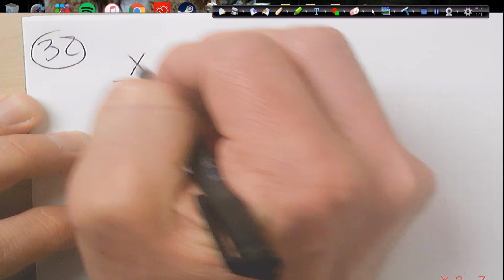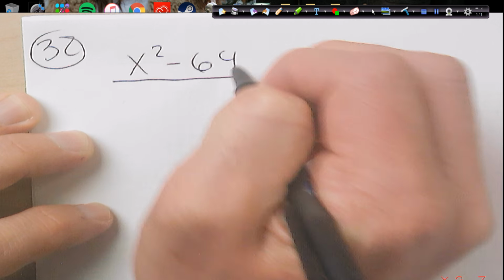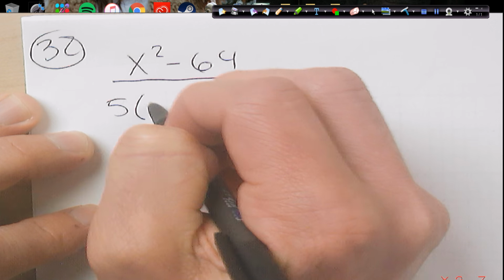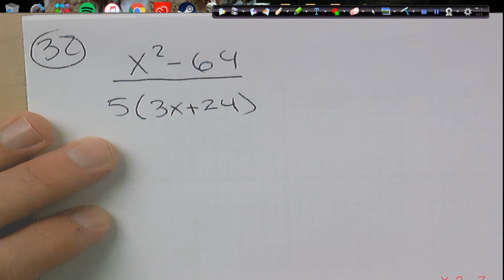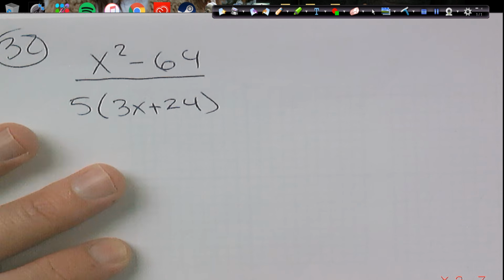So 32, we get to different types of problems. These are rational expressions where we're factoring again, but what we want to do is factor and then simplify the top and the bottoms. So we factor the top, factor the bottom, then we want to cancel out.